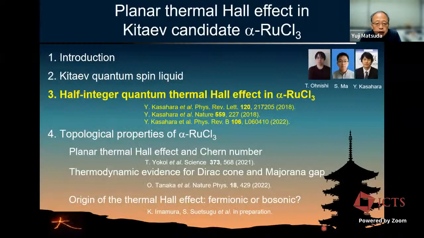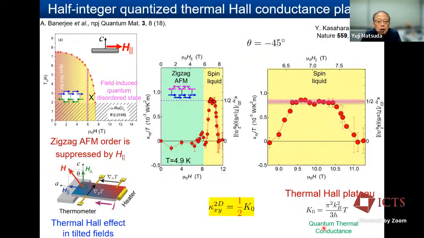Okay, now let me discuss the half-integer quantum thermal Hall effect. In this material, when the magnetic field is applied parallel to the a-axis, this antiferromagnetic order is completely suppressed, and the field-induced quantum disordered state appears. The most important point is whether this phase is a simple spin-polarized phase, or a quantum spin liquid phase, or a different kind of spin liquid phase. To clarify this point, we apply the magnetic field tilted from the c-axis. And in this case, the field component parallel to the a-axis suppresses the antiferromagnetic order.